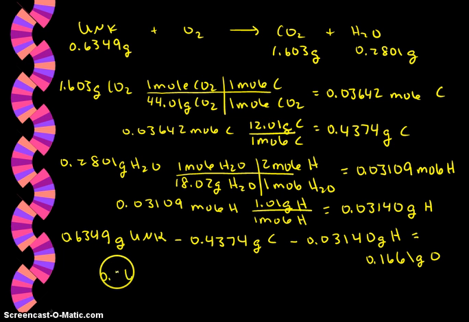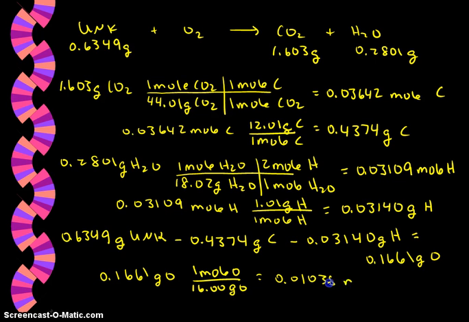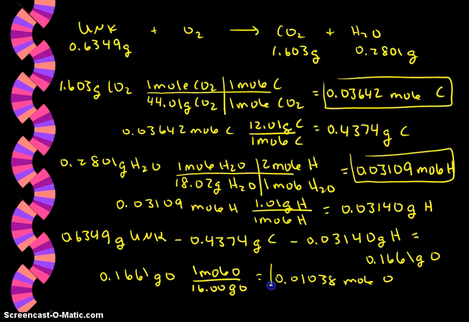So 0.1661 grams of oxygen, 16.00 grams of oxygen is equal to 1 mole of oxygen. So that's going to give us 0.01038 moles of oxygen. Now when we look, we have moles of carbon, moles of hydrogen, and moles of oxygen. It goes back now to our empirical formula problem, where we're going to find out what the simplest mole ratio is, and then we can determine our empirical formula.